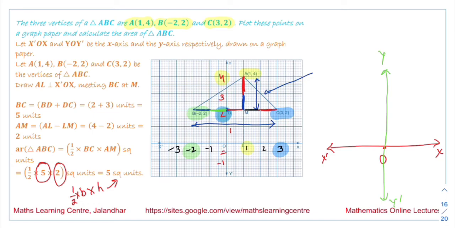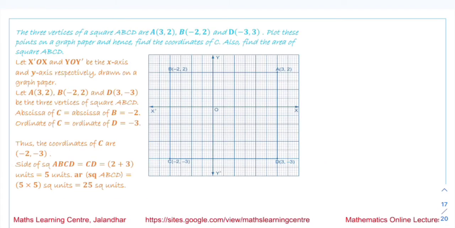Now the next question. A square ABCD is there and three of its vertices are given to us. A is 3 comma 2, B is minus 2 comma 2, D is minus 3 comma 3. We have to plot this on paper, find the coordinates of the point C, and also find the area of this square ABCD.